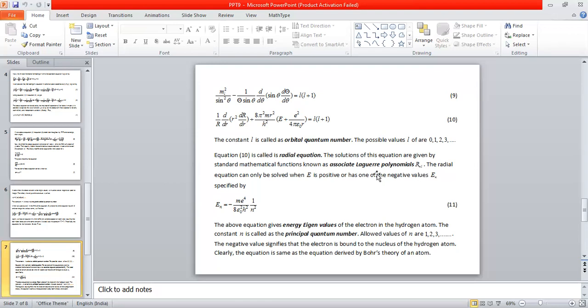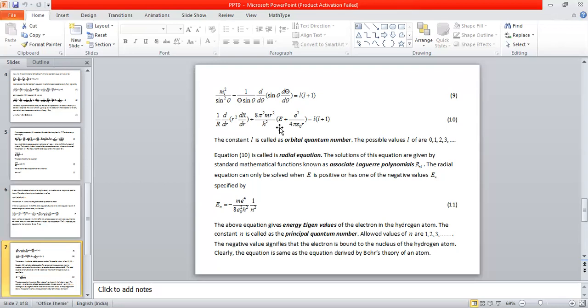It is because these Laguerre polynomials depend on L, the orbital quantum number, and another quantum number n, which is the principal quantum number, that I'm going to mention a little later. So R_NL is nothing but the solution of radial equation 10. And there's one more important thing that we are not deriving, but I'm mentioning directly: the radial equation can only be solved when E is positive or has one of the negative values of E_n.